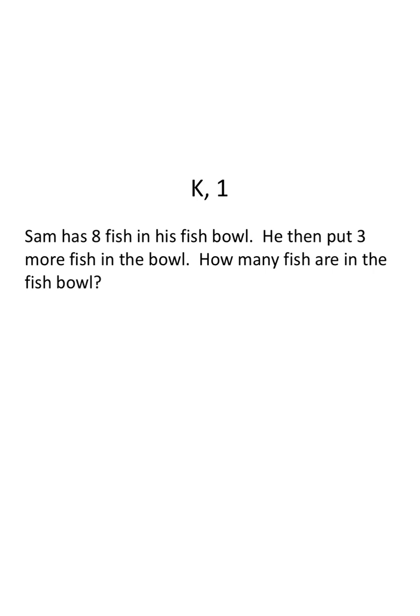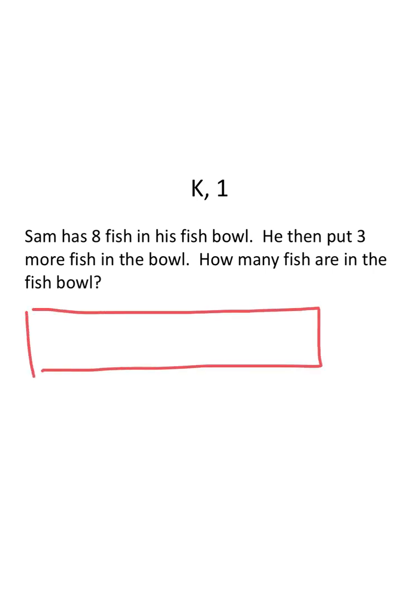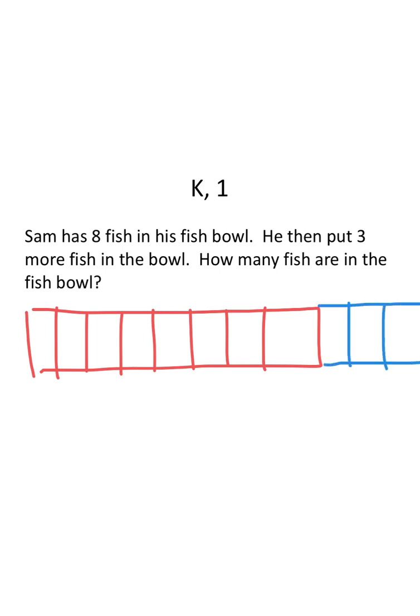Okay, Sam has 8 fish in his fishbowl. Again, draw your 8 fish: 1, 2, 3, 4, 5, 6, 7, 8. And then put 3 more in. All these are perfect problems for kindergarten and first grade, and they're actually learning how to do a tape diagram. So 8, 9, 10, 11 fish.